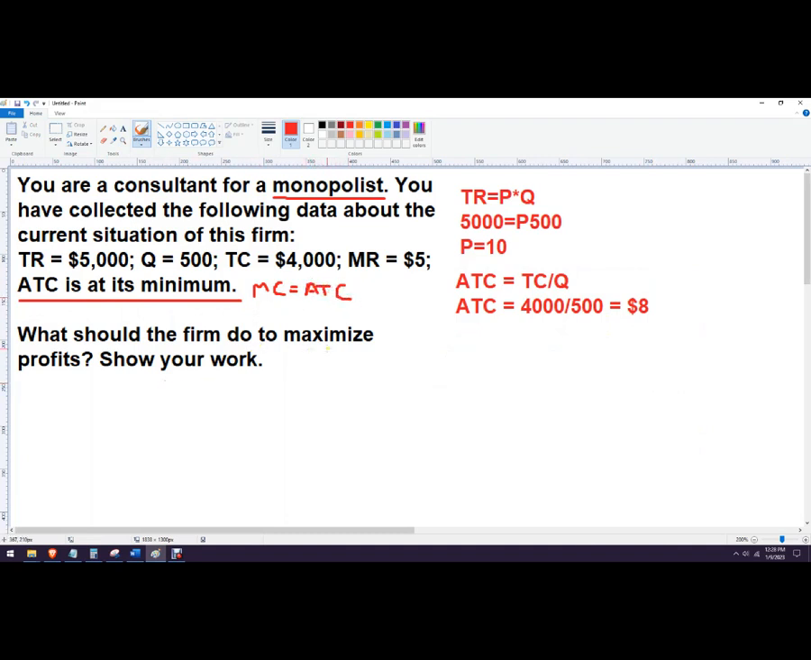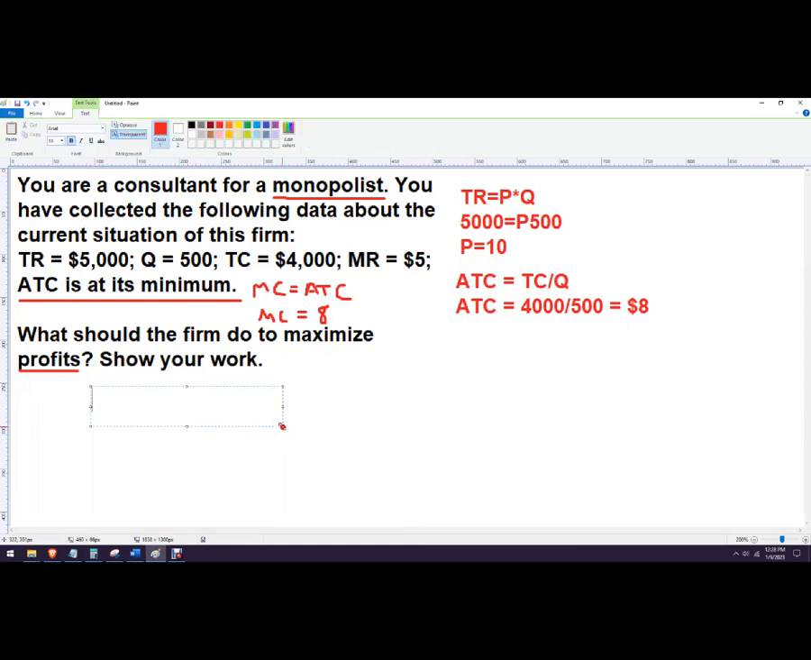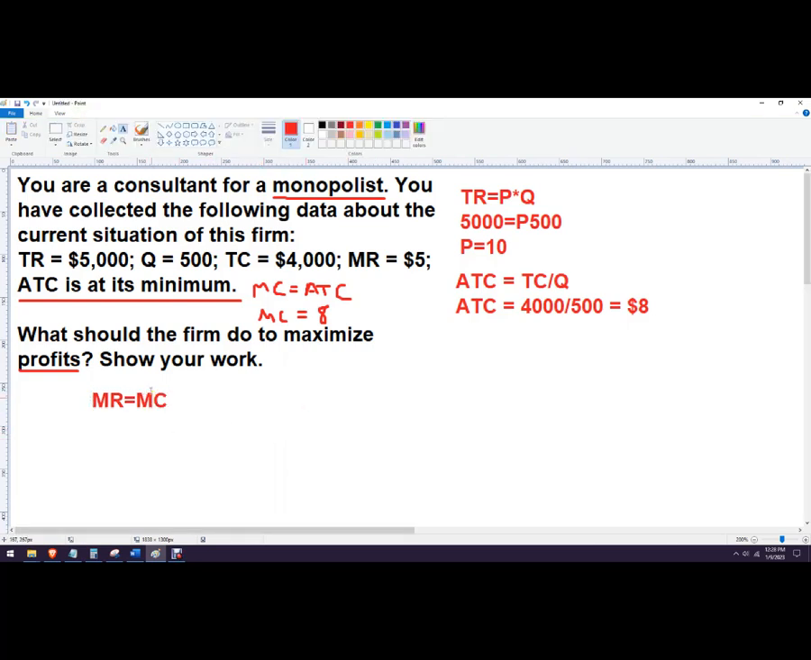So it says, what should the firm do to maximize its profit? Because we know that the average total cost is 8, marginal cost has to equal 8 as well. Anytime you see maximize profits, we pretty much know that what they're asking about is we want to find the quantity where MR equals MC. You'll see that over and over and over again. You can think of it like your microeconomics tattoo. That's what we're solving for. Currently, we know that marginal cost is 8, and we know that marginal revenue is 5. These do not equal each other.